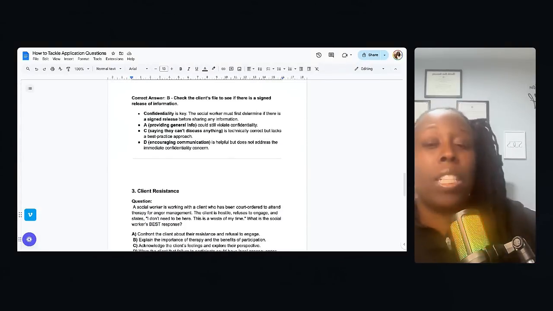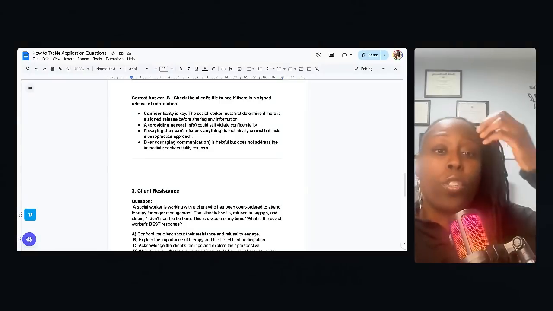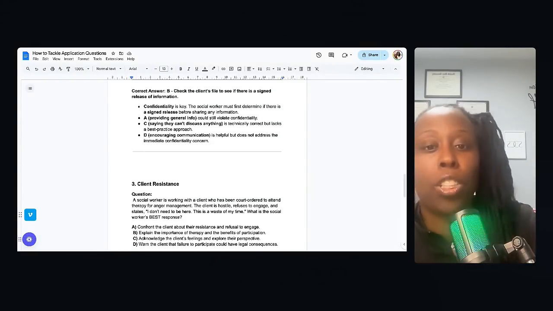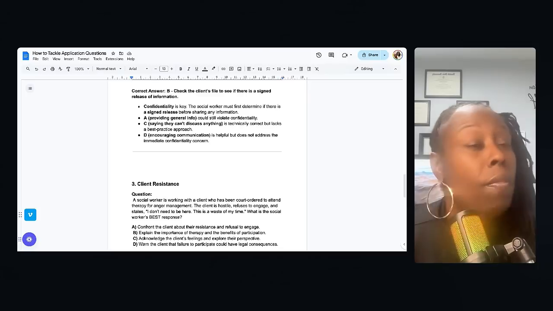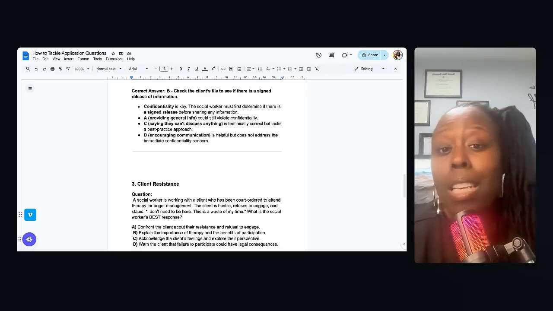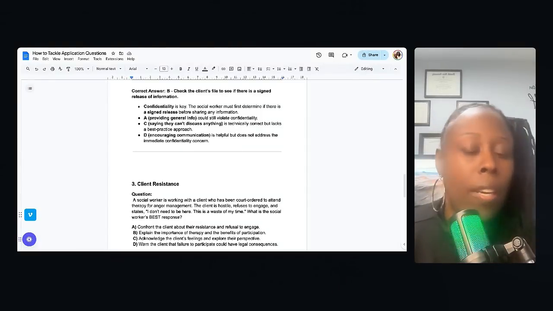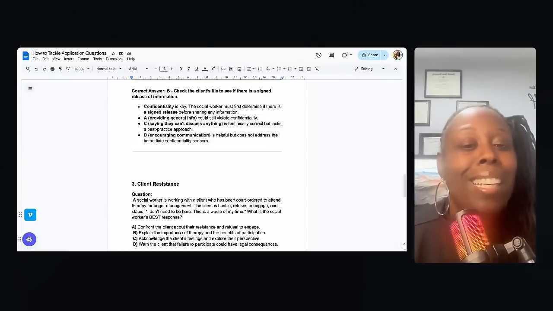All right, so confidentiality is the key. The social worker must first determine if there is a signed release before sharing the information. Providing general information could violate confidentiality because maybe the spouse didn't even know that the person was there, and you'd be violating their trust by sharing even limited information. C, saying they can't discuss anything. Technically, that's correct, but it's not the best practice approach.